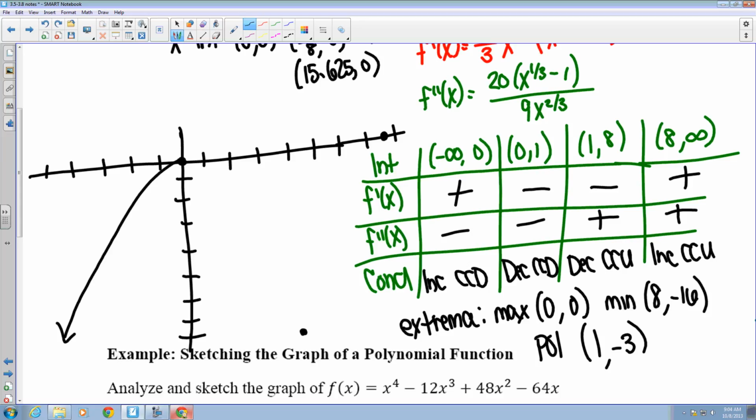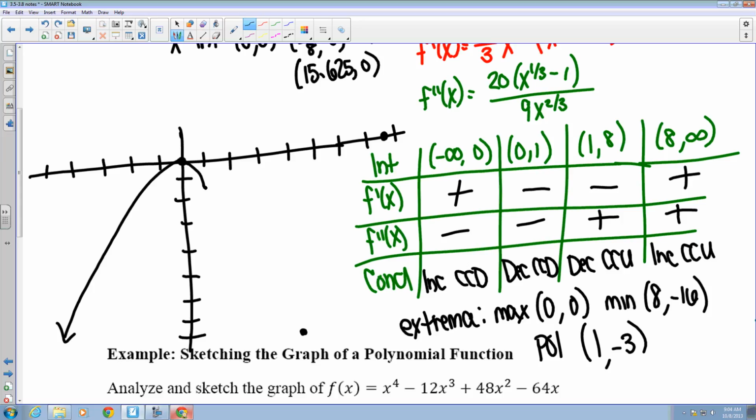Okay, we're going to still be concave down, down to our 1, and that's where our point of inflection occurs. Our point of inflection is at (1, -3), which is about here. So concave down, and then our concavity changes to concave up until our minimum at (8, -16).